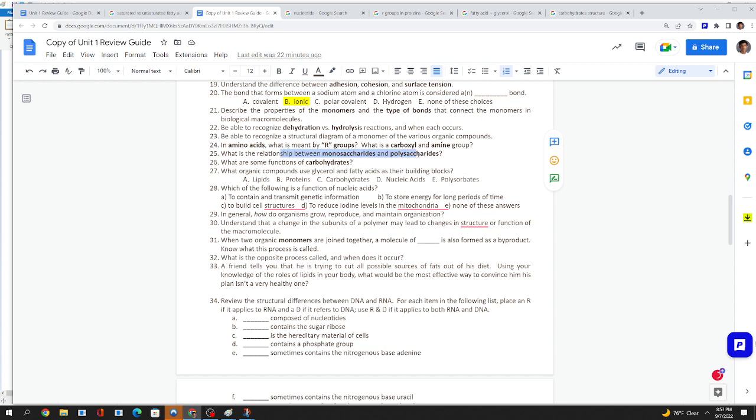What is the relationship between monosaccharides and polysaccharides? I kind of determined that. Monosaccharides are like the monomer of a polysaccharide. Boom. That's that.